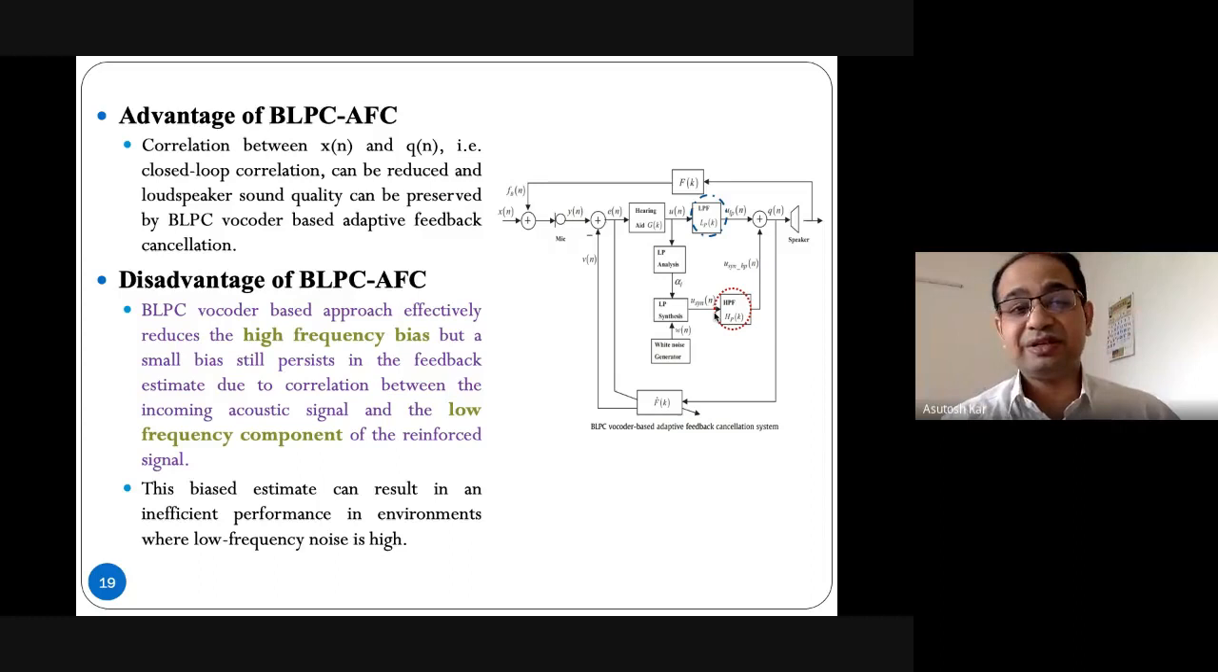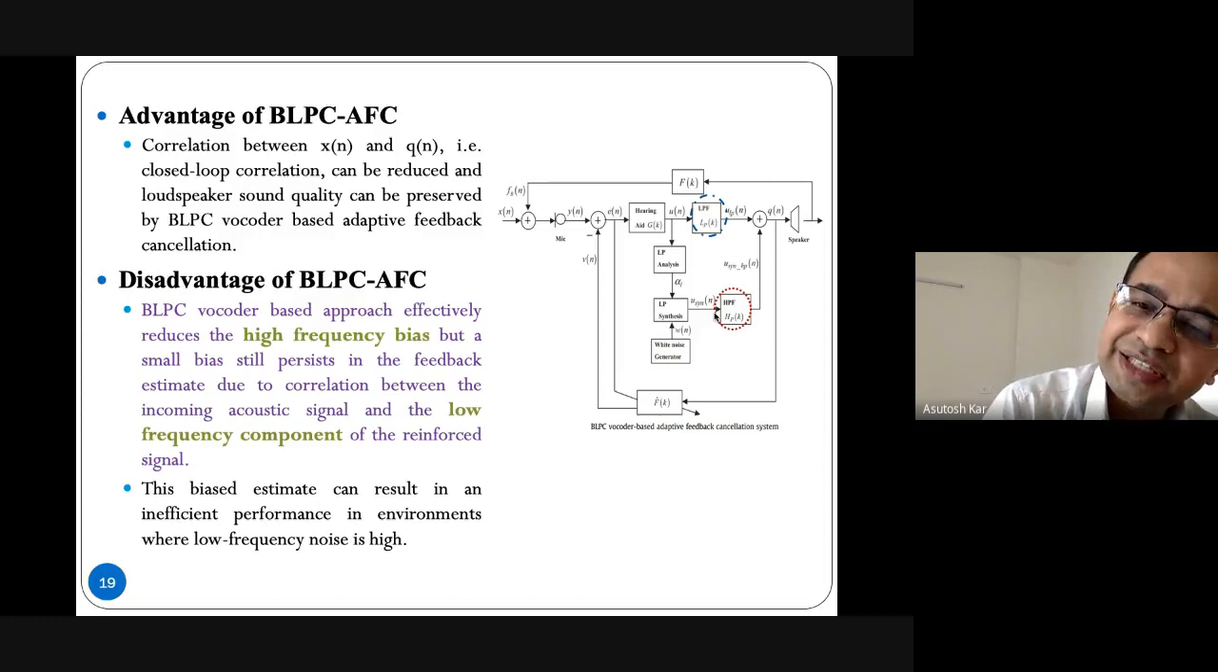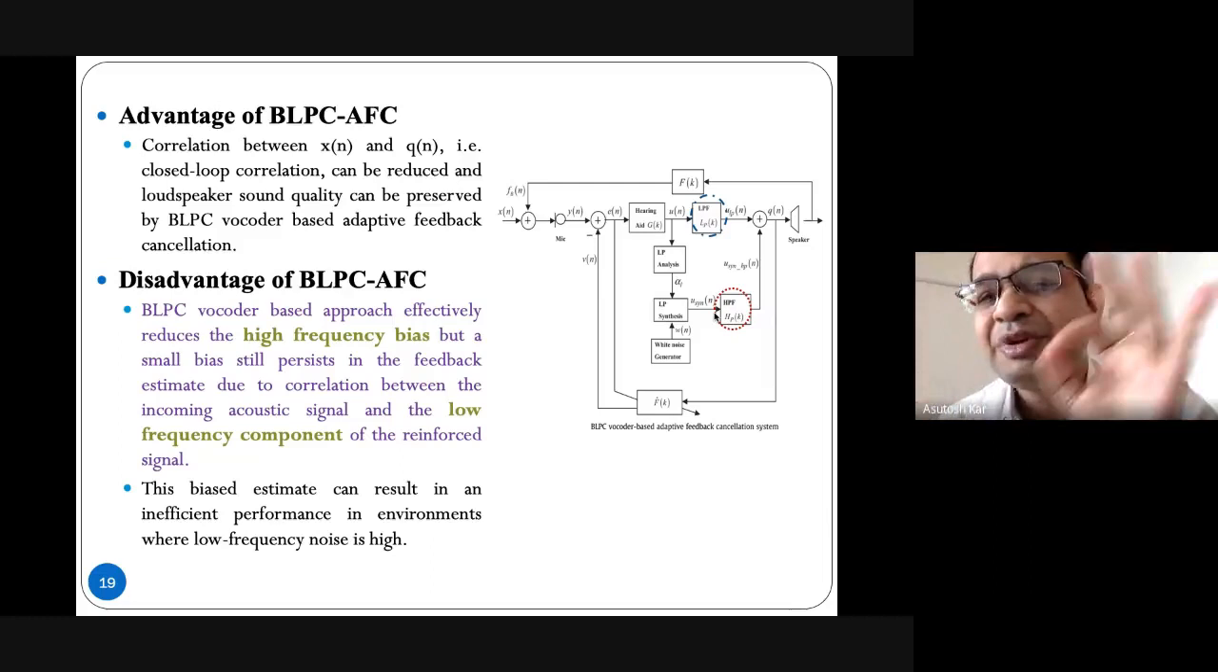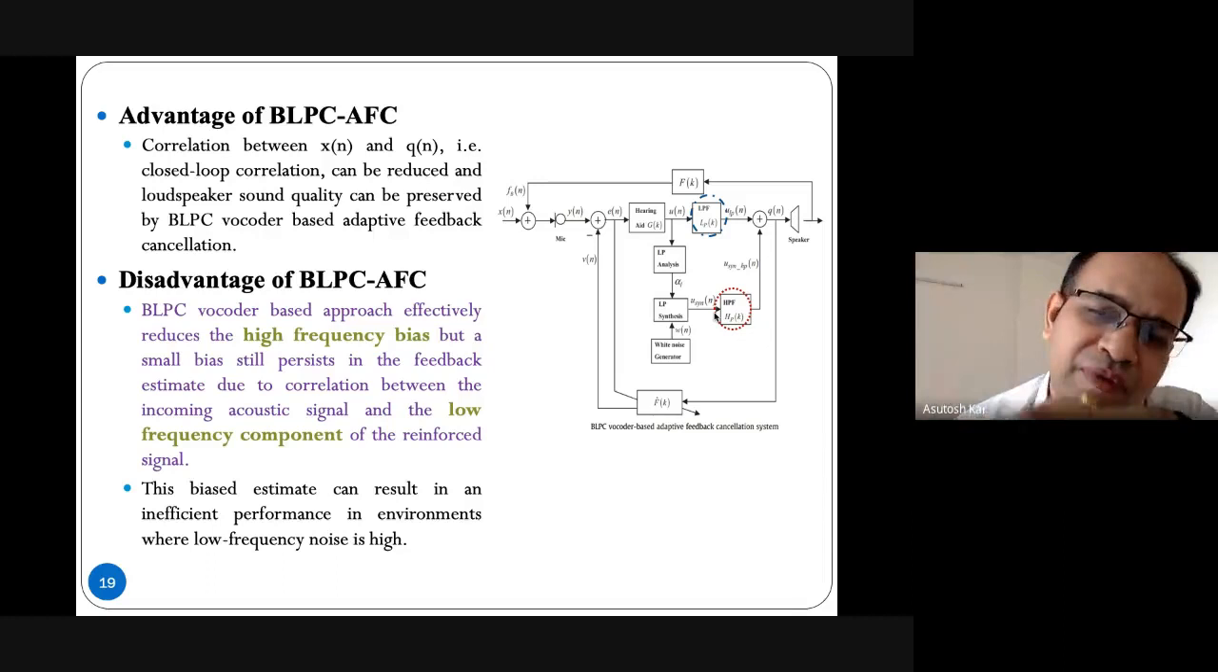Got my point? So this is the feedback canceller. What are the components used? What is the role of LP analysis and synthesis? What are the roles of low pass and high pass filter? What is the objective over here? And what are the advantages and disadvantages? I have tried to touch each and every point. Now I will tell what modification we perform on this structure. Let me go to the next slide.